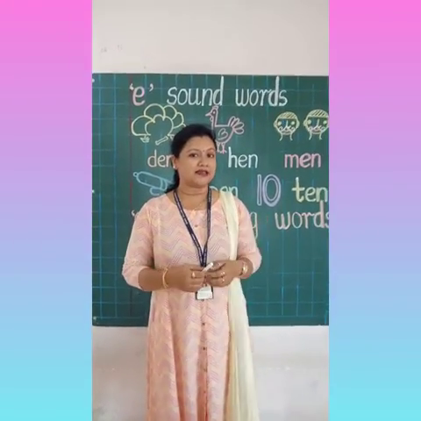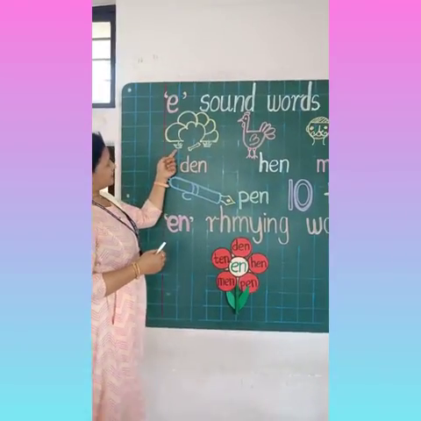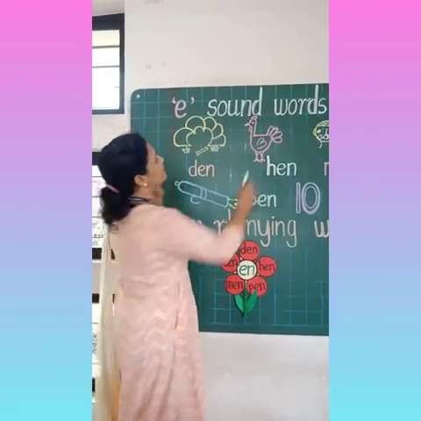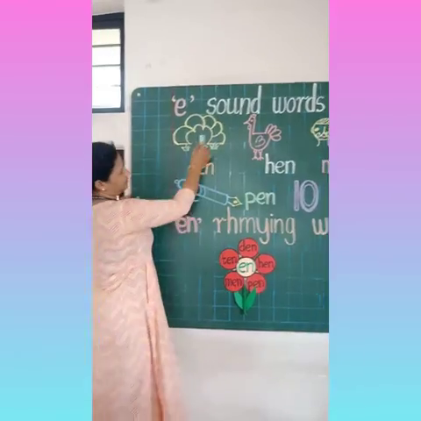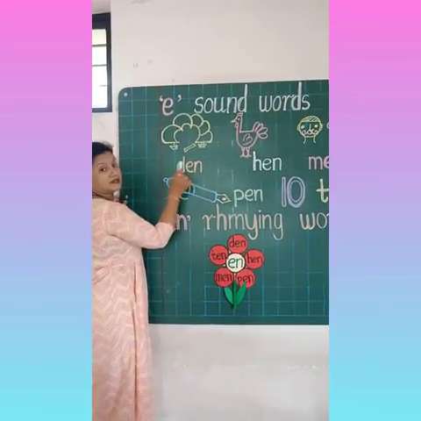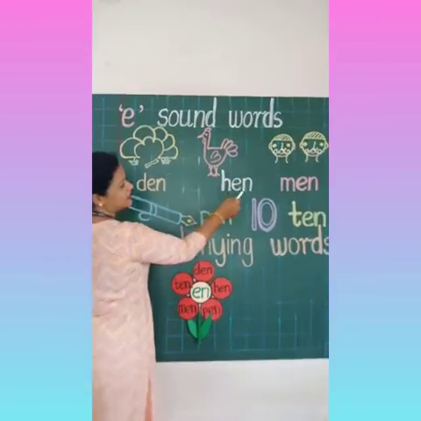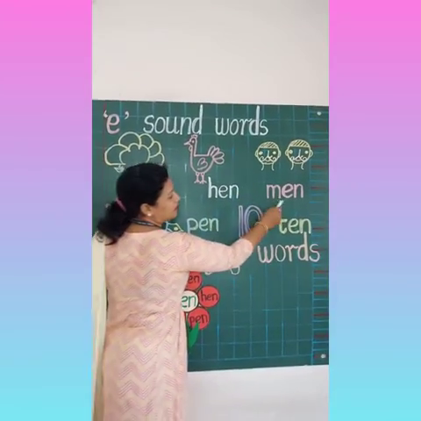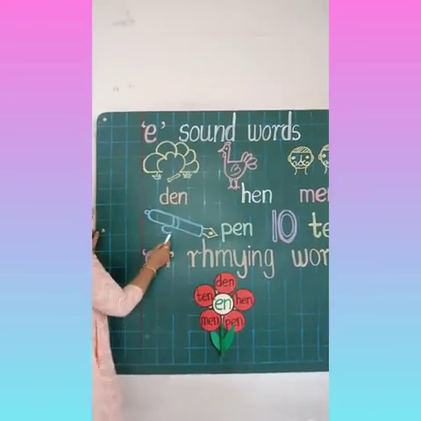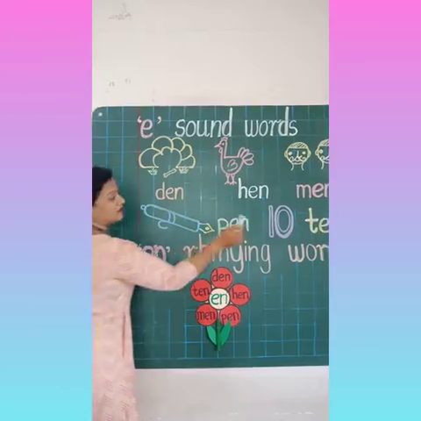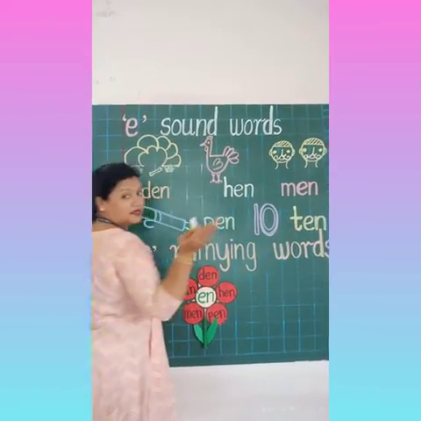Okay, let's start. So here you can see E sound words. So first one is D and den. Next, H and hen. M and men. Next, P and pen. Next, T and ten.